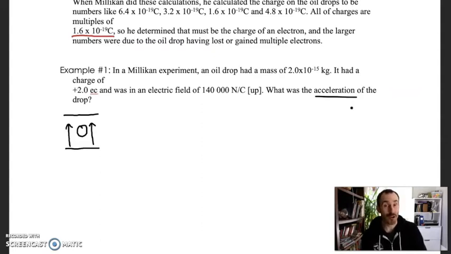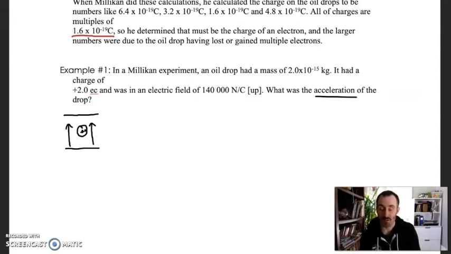So this drop actually might be moving. This doesn't say that it's held in balance. During the experiment, the point was to hold it in balance, but this particular question is really just asking us to figure out the acceleration under certain circumstances. Okay, so we know that this thing has a positive charge.